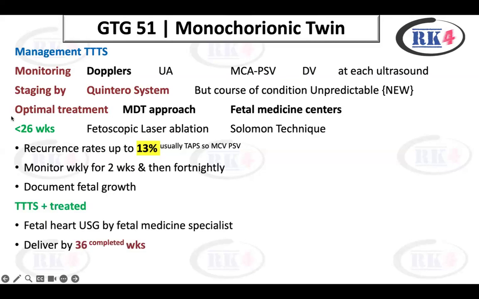If the TTTS has been treated, a fetal heart ultrasound should be done by the fetal medicine specialist, and the patient should deliver by 36 completed weeks. That's an interesting thing which I noted in this guideline. Instead of writing +0 to +6, they said 36 completed weeks. So how would you quote it in terms of +0 +1 +2? How would you write this? 36 completed weeks. Yes. Anyone in the chat box? How would you write this? 36 completed weeks.